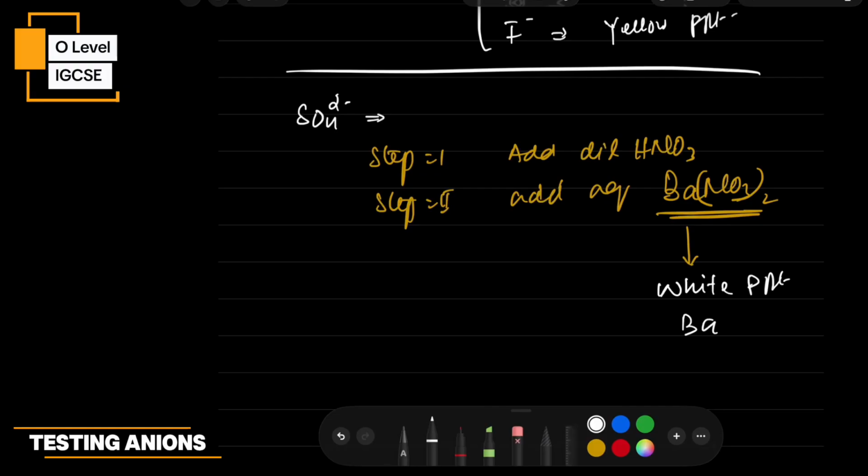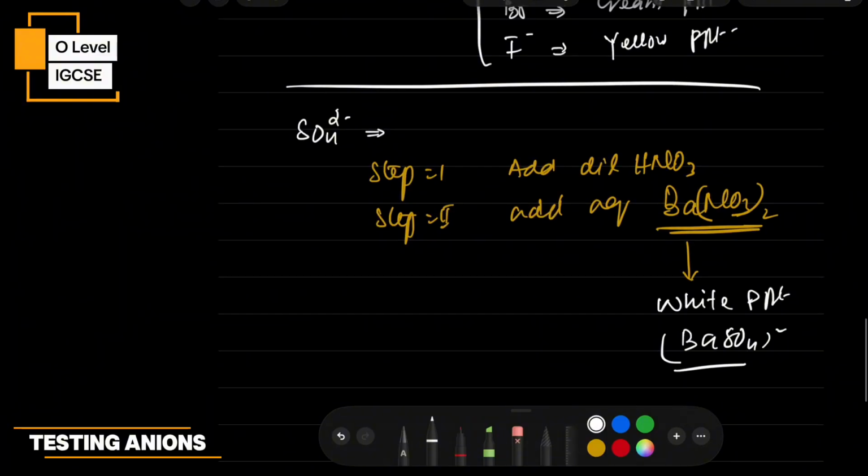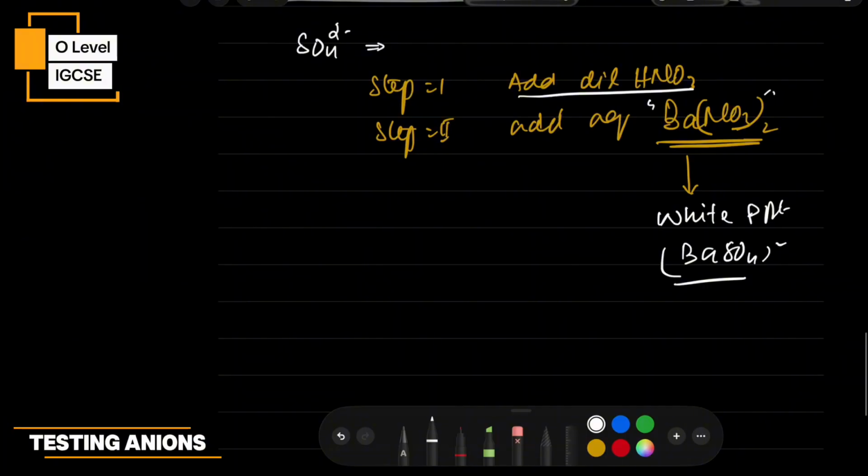That is barium sulfate, a famous white insoluble solid. So in this case, if the SO4 2- ion is present, then upon addition of barium nitrate after the addition of HNO3, there is the formation of a white precipitate. So that is the confirmation of sulfate ion.